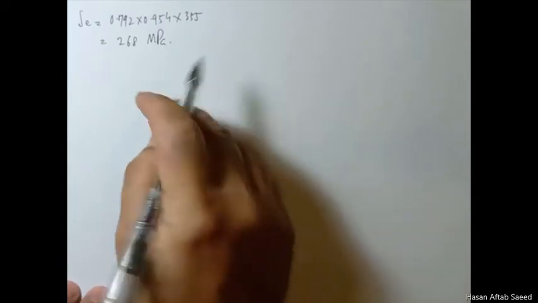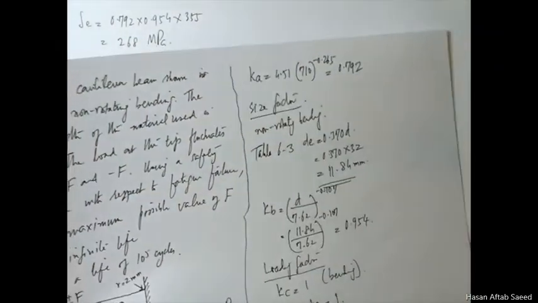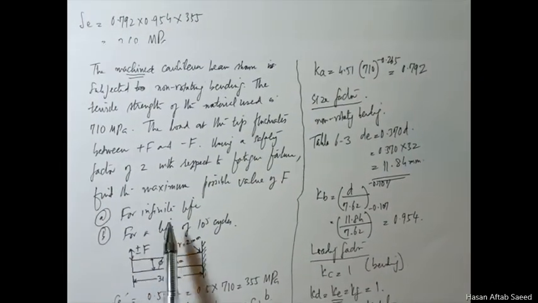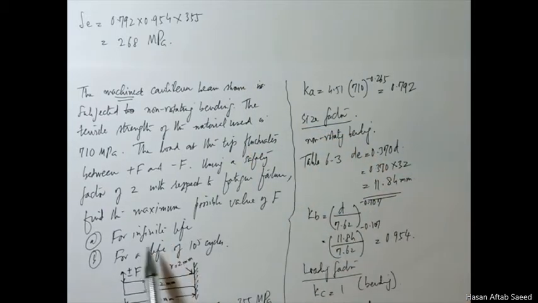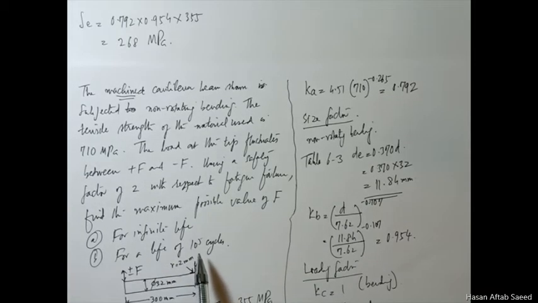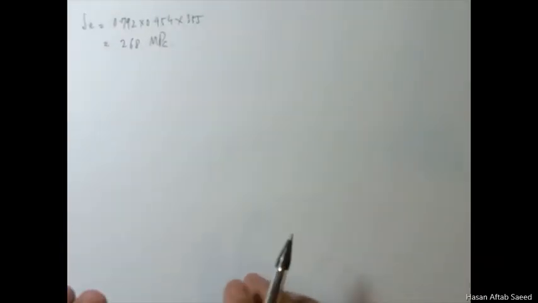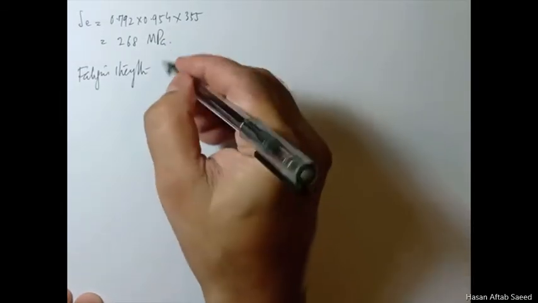Now let's talk about, because first of all you must be very clear, this should have been enough information if we were only dealing with this part A for infinite life, because you have dealt with the strength part. You would then compare this strength with this stress situation and you'll get whatever force is required for infinite life. But we also need part B for a life of 10 raised to the power 5 cycles. So here endurance limit itself will not help us. We need to have an expression for fatigue strength. So when we talk about strength, let's exhaust all the strength parameters.